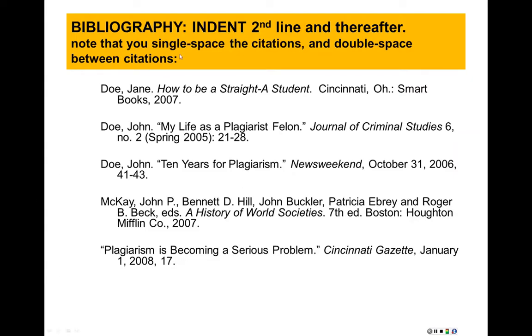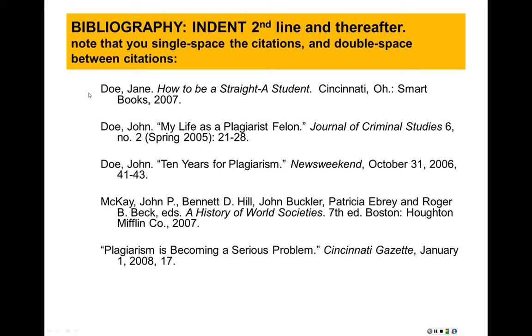In a bibliography in history, you indent the second line and thereafter. Note that you single space the citations and you double space between the citations. Now there are differences here. You might say, well, I have 3 articles by a person called Doe.